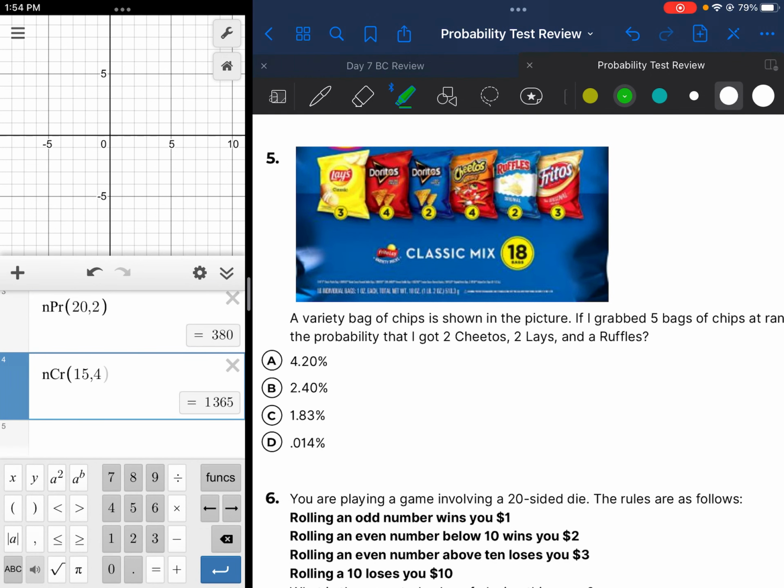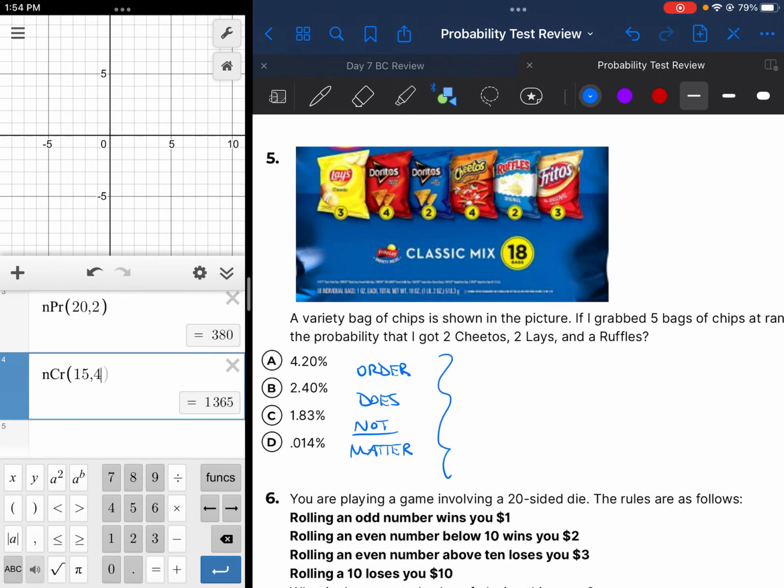And we can see from the image here that there are 18 bags total. They tell us how many Lays are in this mix, how many Doritos, the red ones, blue Doritos, Cool Ranch ones, 4 Cheetos, 2 Ruffles, 3 Fritos. Okay. So here, to set this up, and by the way, it doesn't look like order matters here. There's nothing to do with placement or anything like that. Order does not matter. So we'll be dealing with combinations, not permutations.